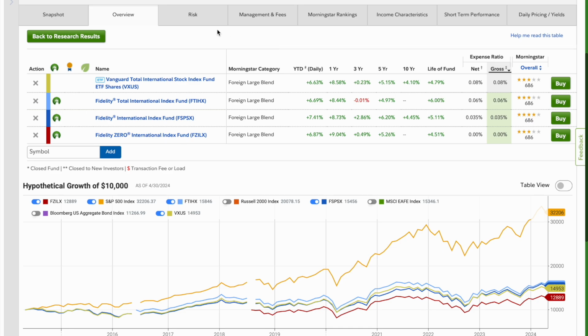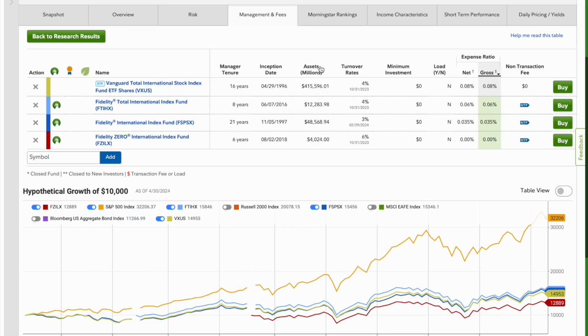Next, when you look at the year to date, you can see that FSPSX has the highest return out of all of them at 7.41%. And the fund is rated the highest at 4 stars. Management and fees, just like we reviewed, but what I want to show you is when you compare the manager tenure date. So this is how long these funds have been around. FZILX is the zero expense ratio, and it's only been around for 6 years. So for me, I want to see funds that have been around for at least a minimum of 10 years. That helps.